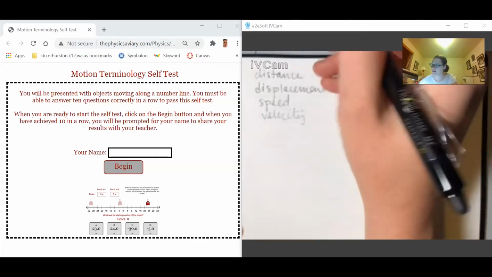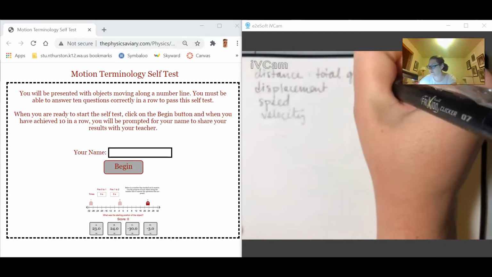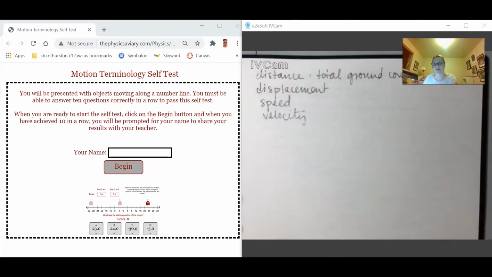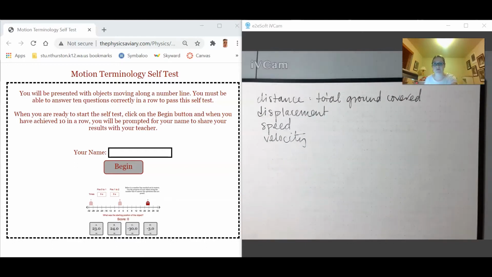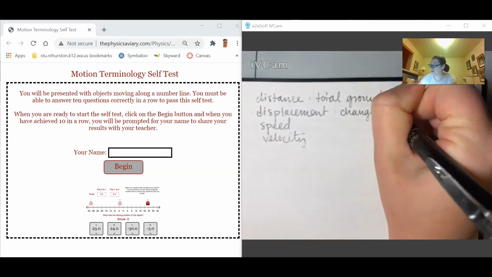So distance, a great way to think about it, is the total ground covered. We're going to be examining some objects on a trip. Displacement, however, is the change in position.